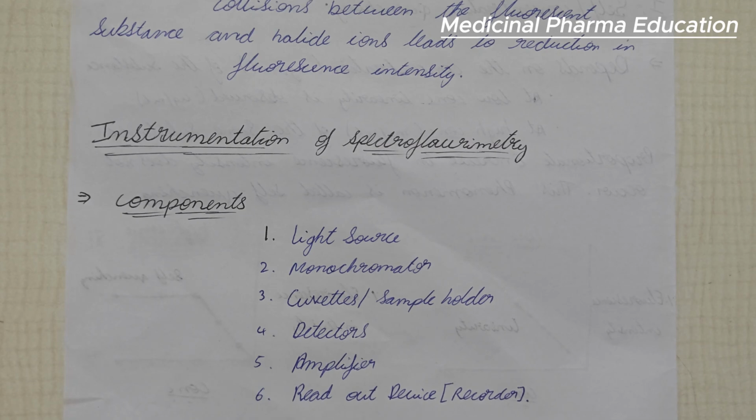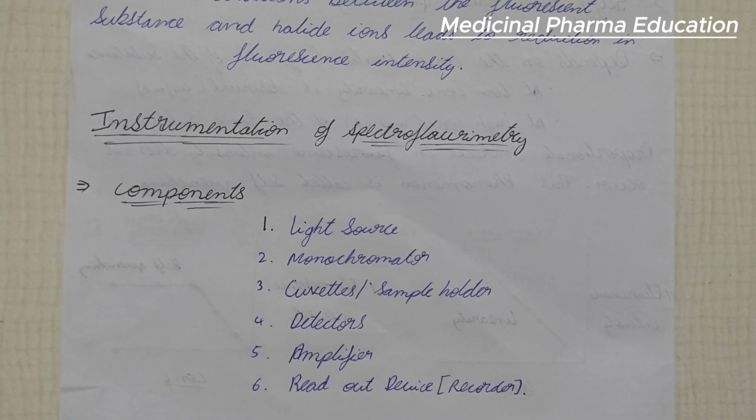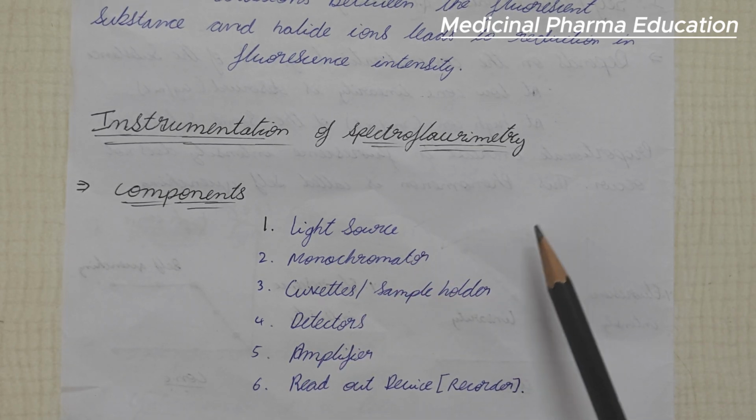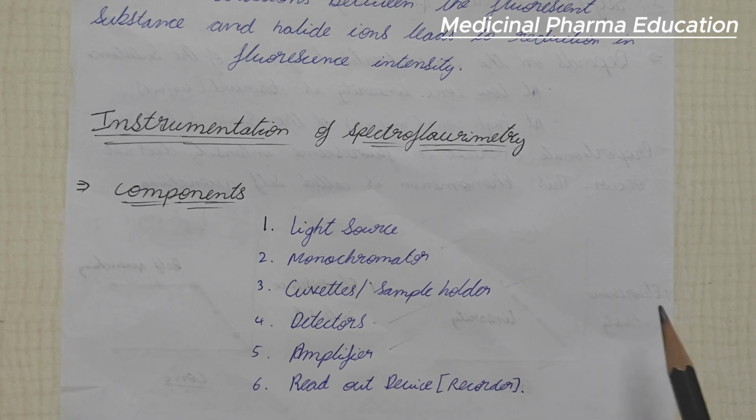Okay, next we are going to start with the instrumentation. It is not that important, but for completing your 100% syllabus you have to read this topic. It's a very easy topic, because the light source we have already studied, the monochromators we have already studied, sample handling or the cuvette we have already studied, detectors we have already studied, amplifiers we have already studied, readout devices we have already studied.